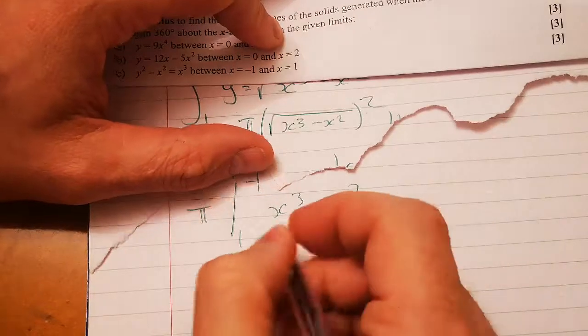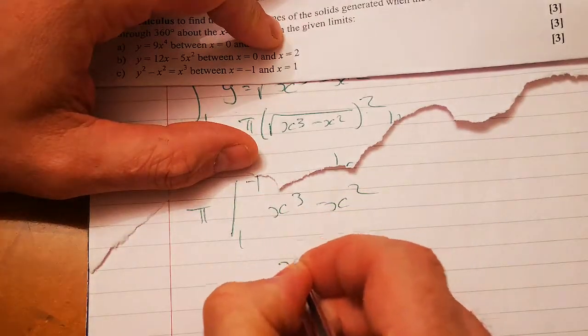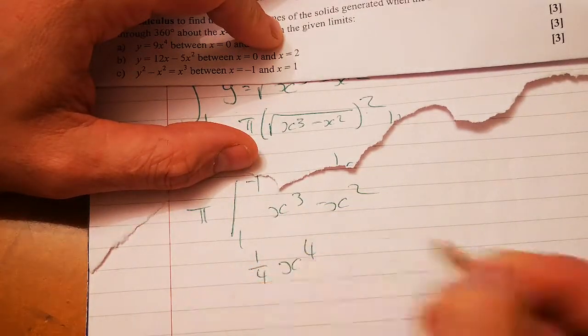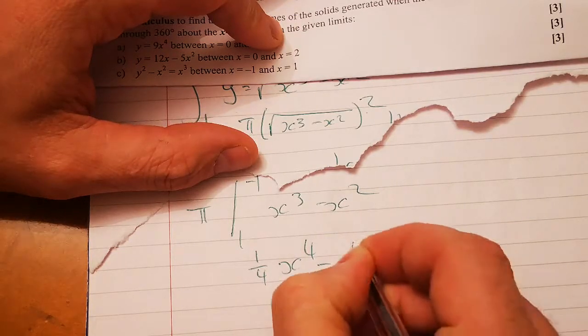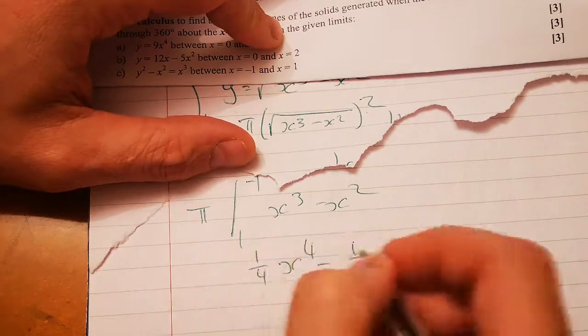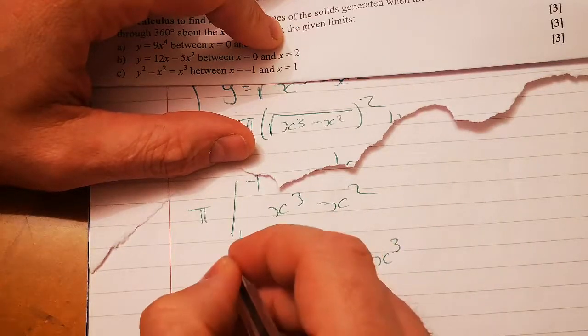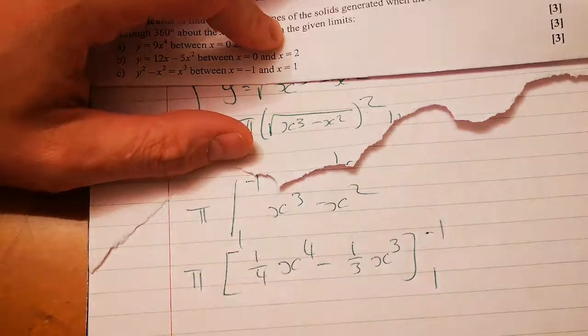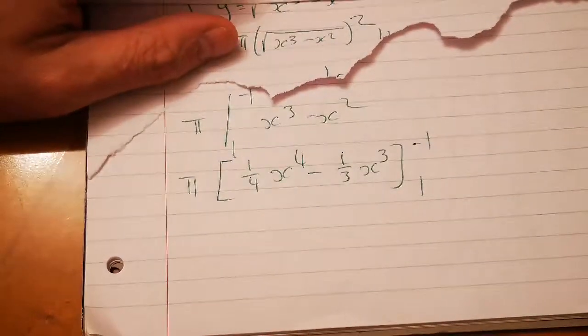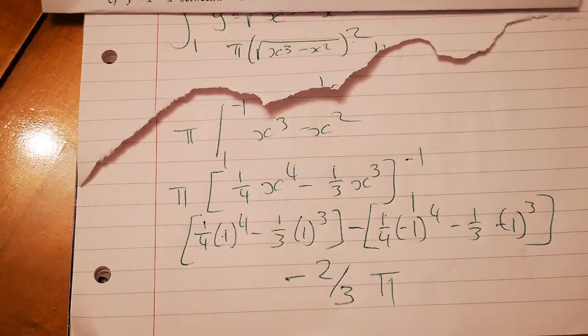Now what I'll do is integrate this. Add 1, so it's x to the power of 4 divided by 4, and that's going to be x to the power of 3 divided by 3, so a third. We have integrated, so now I've just got to put in the values of minus 1 and 1. And let's not forget our pi at the very end. 2/3.